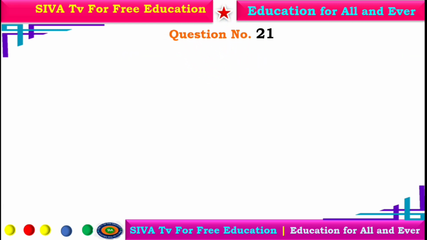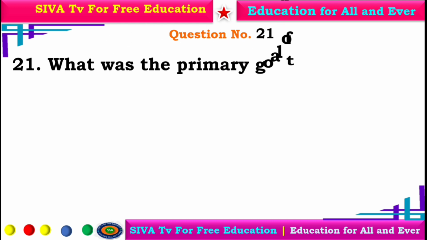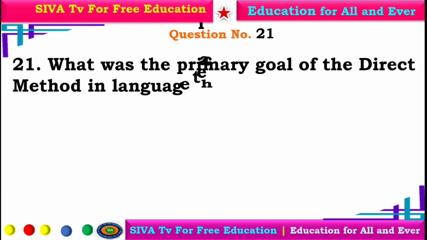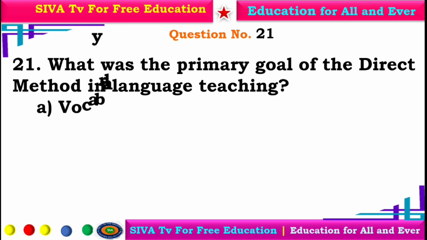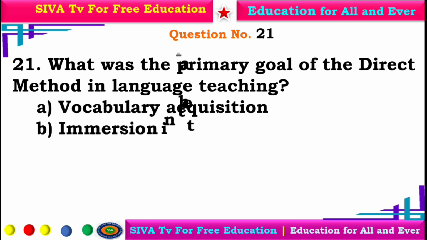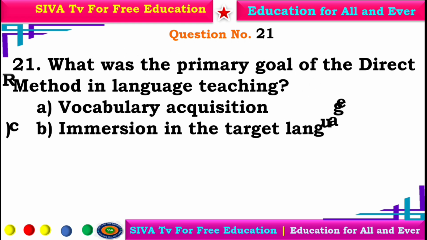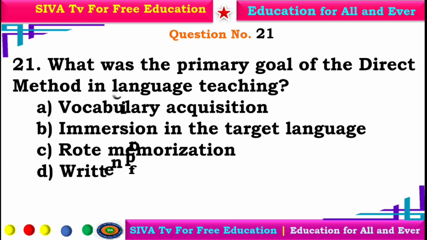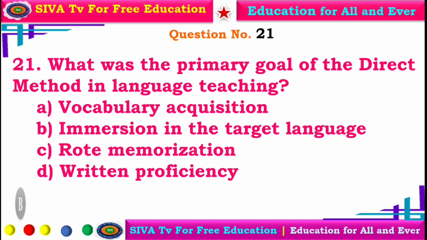Question number 21. What was the primary goal of the direct method in language teaching? Option A, vocabulary acquisition. Option B, immersion in the target language. Option C, rote memorization. Option D, written proficiency. The correct answer is option B, immersion in the target language.